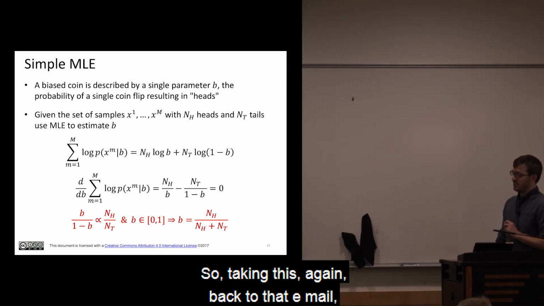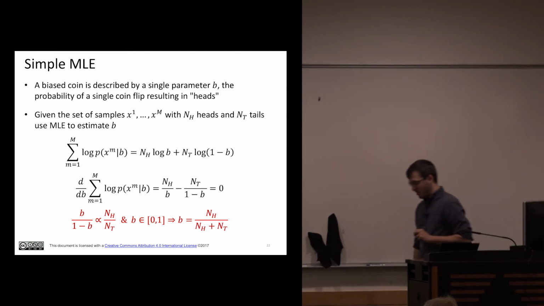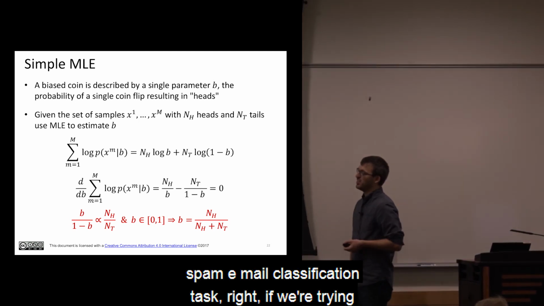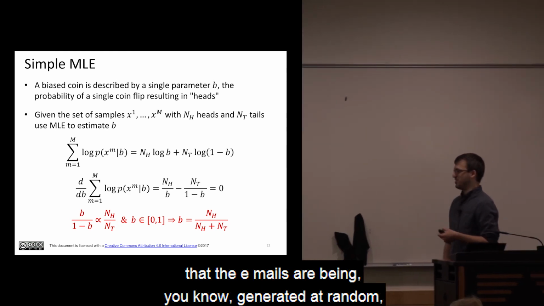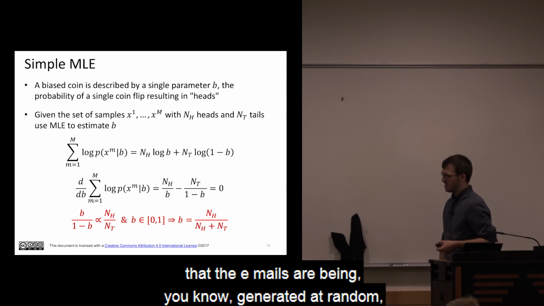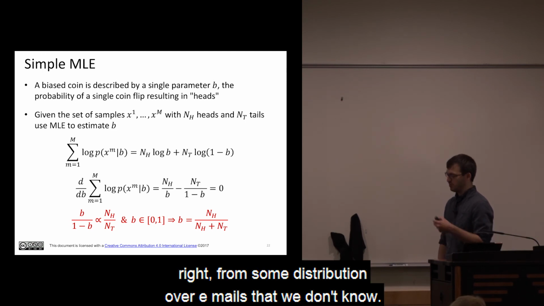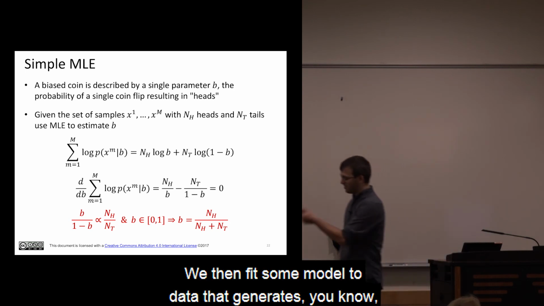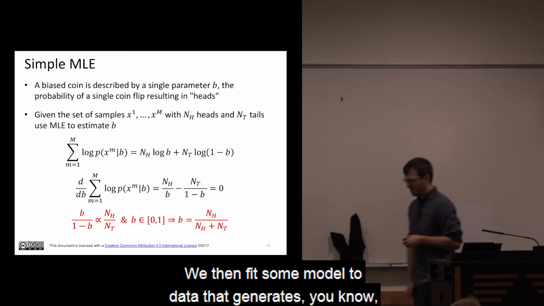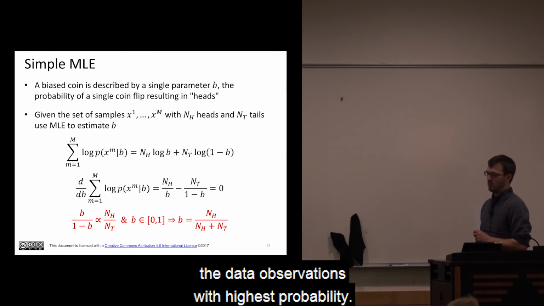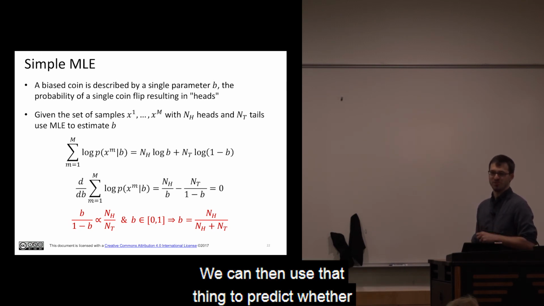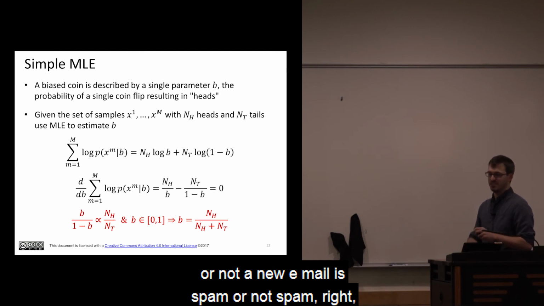So connecting this again back to that spam email classification task, right? If we're trying to fit some probability model to that, we're literally assuming that the emails are being generated at random from some distribution over emails that we don't know. We then fit some model to data that generates the data observations with highest probability. We can then use that to predict whether or not a new email is spam, based on the probability that we think it's spam.